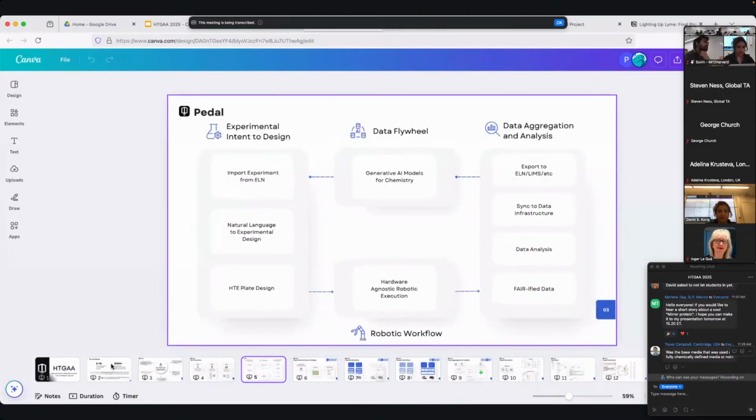So as a brief overview, what this looks like is experimental intent, converting that to design, the data portion that I talked about, and then lastly, the data aggregation and analysis. And obviously all this will connect to robotic workflows that are hardware.